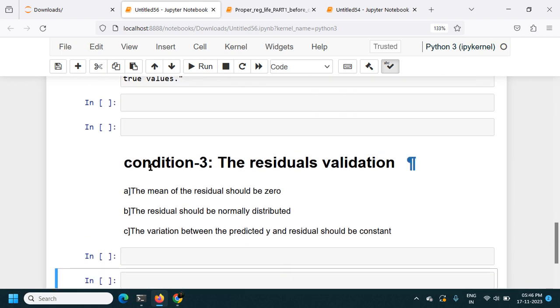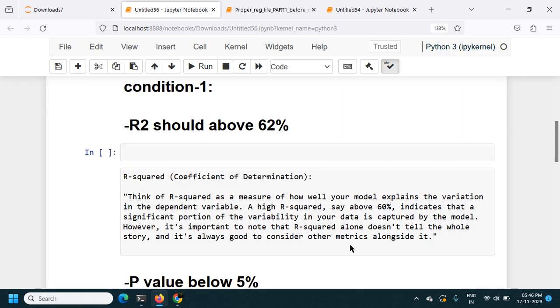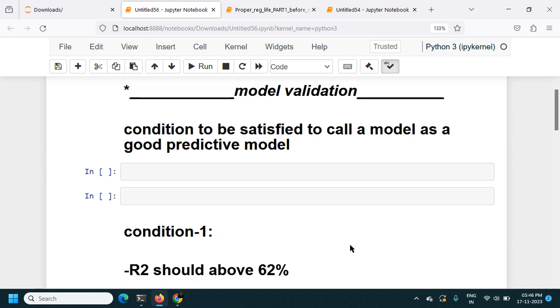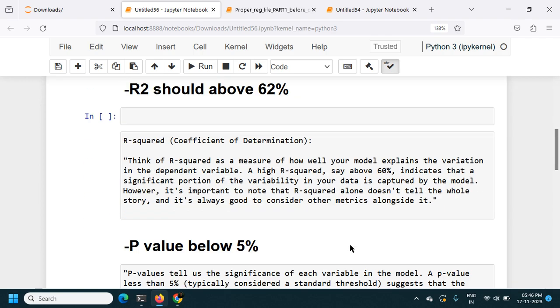Then condition 3 is about the residual validation. The mean of the residual should be 0. The residual should be normally distributed, with a bell-shaped curve. Then the variation between the predicted y and the residual should be constant. So these are the 3 conditions to be fulfilled in order to call a model a good model.